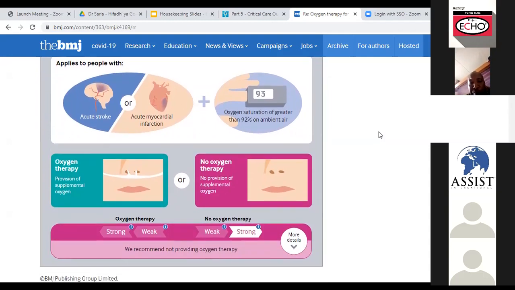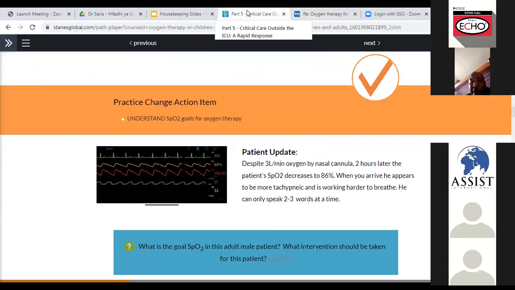The other recommendation says oxygen saturation of greater than 92. These patients are not recommended to be given oxygen. So if the saturation is 93 and greater, oxygen is not indicated. But as Dr. Saria said, this has to be individualized. Don't generalize all patients, because as I said earlier, there are some exceptions. You should see the patient and treat the patient individually, not generalized. So those are the recommendations and the goals for oxygen therapy.